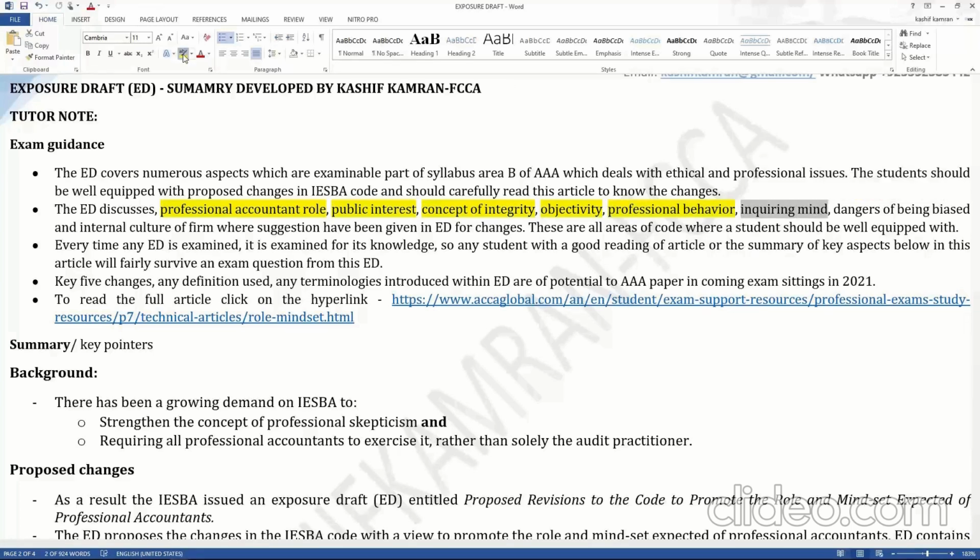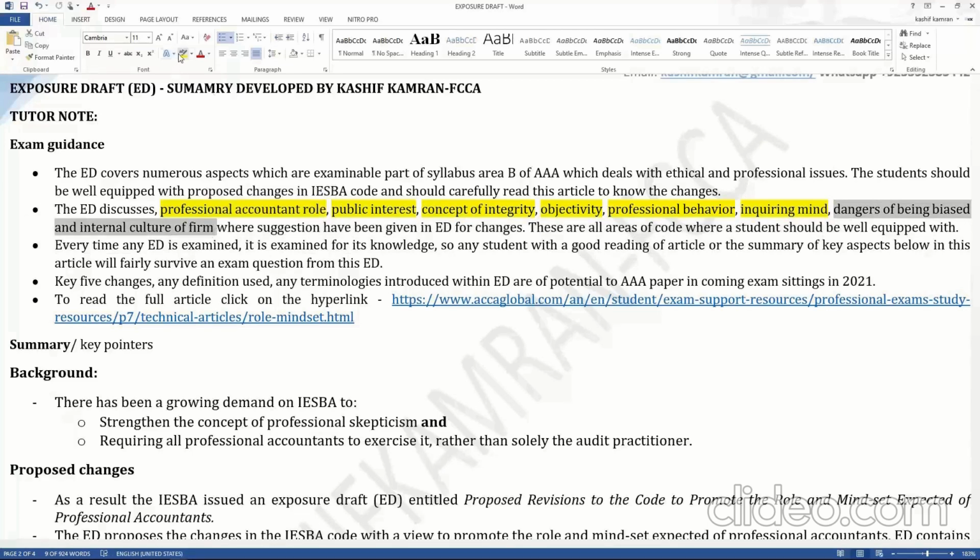Now, these are terms which you are not listening to for the first time: inquiring mind, professional behavior, objectivity, concept of integrity, public interest, professional accountant. These are not jargon which you are all hearing for the first time. Am I right? But these are areas where changes have been brought in. These are areas where something has changed, and you should know that because it's an exposure draft. So professional accountant role, public interest, concept of integrity, objectivity, professional behavior, and even inquiring mind. And not just that, the dangers of being biased and the internal culture of the firm.